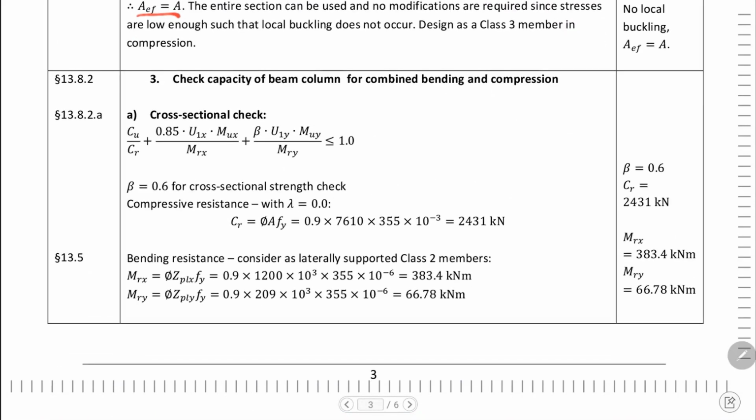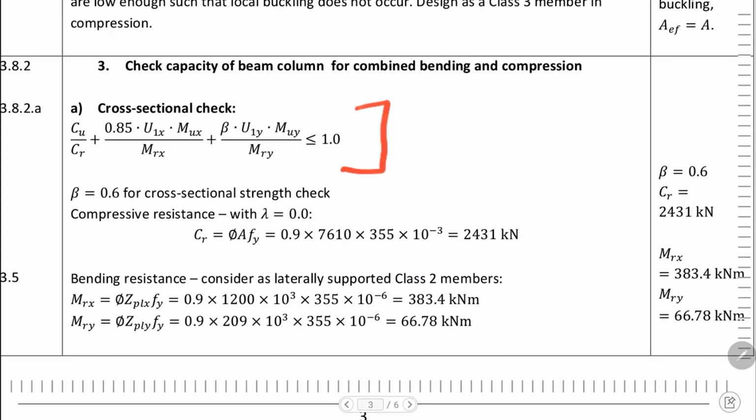So now let's check the capacity for combined bending and compression. So remember, this equation governs everything. We're going to use this 3 times over, but we're going to change the inputs each time. For our cross-sectional check, we're first going to start off with that. Beta is 0.6, that's stipulated. Lambda is 0, so it's a short beam. There is no buckling. So compressive resistance is very easy. Area times stress. Moment of resistance, very easy. It is Zpl times stress with the partial factor. And so we get all our different resistances.